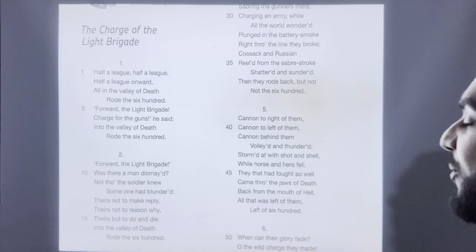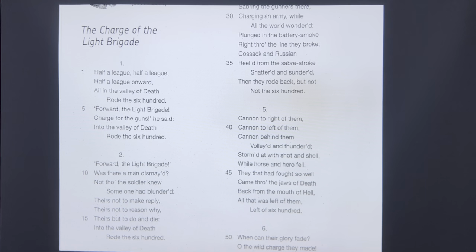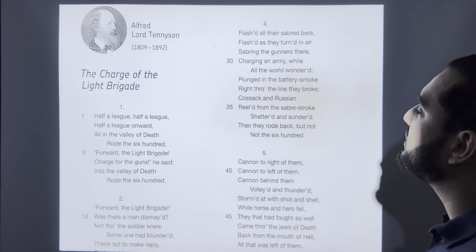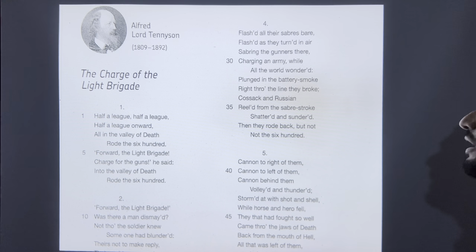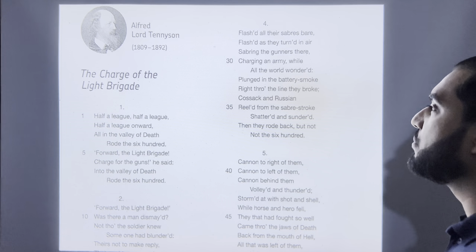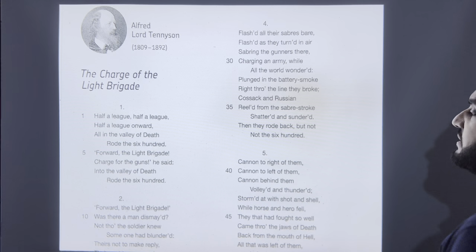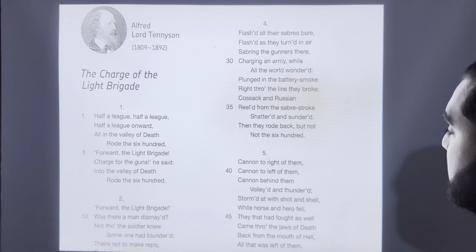The Valley of Death rode the 600. Flashed the sabers bare, flashed as they turned in air, sabering the gunners there, charging an army while all the world wondered. Plunged in the battery smoke, right through the line they broke. Cossack and Russian reeled from the saber stroke, shattered and sundered, then they rode back, but not the 600.